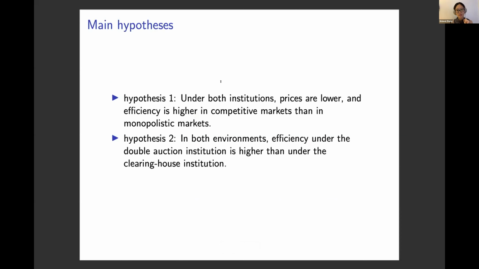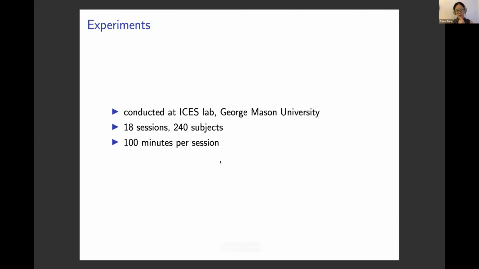So the main hypothesis we have is that under both institutions, when the market is competitive, we observe lower price and higher efficiency than in the monopoly market. And the other hypothesis is that since double auction allows more information flow than our sealed bid mechanism, there may be higher efficiency under it. We ran our experiment at George Mason University with 240 subjects.